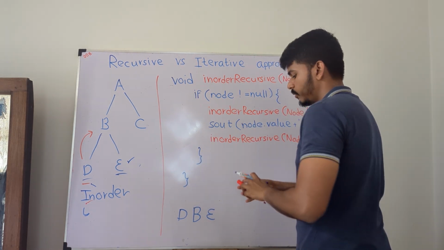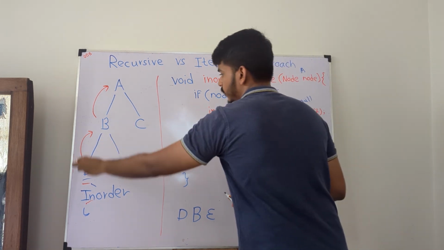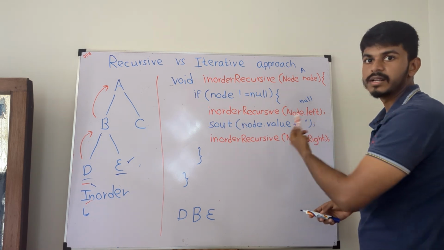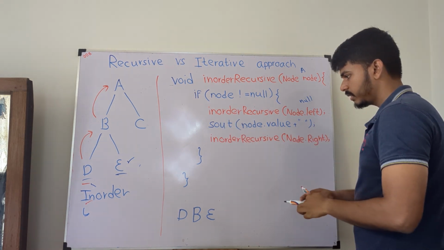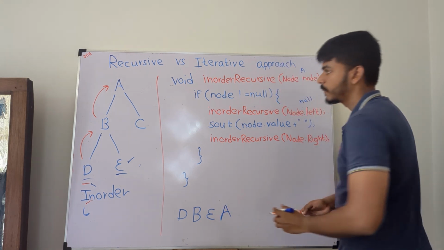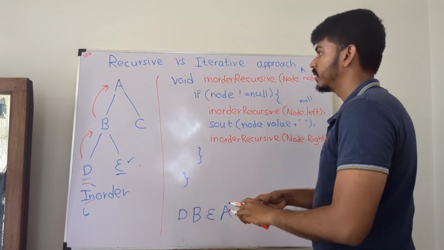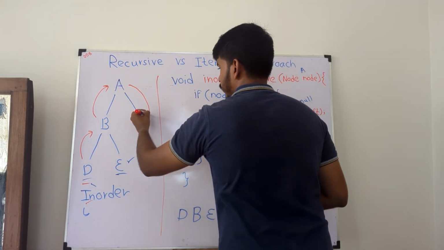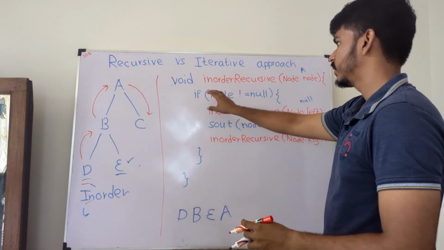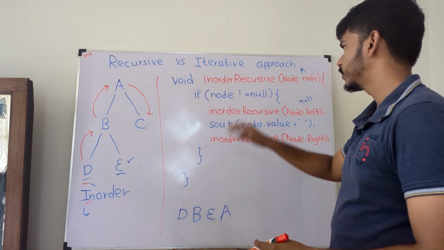Then we are going to move to A, since we have completed this subtree. Then in A, since the left subtree has been completed, we are going to print the value of this node, which is A. Then after that we are going to move to A's right subtree, which is C. So it checks whether A's right subtree is null or not. There is a value C, it is not null.